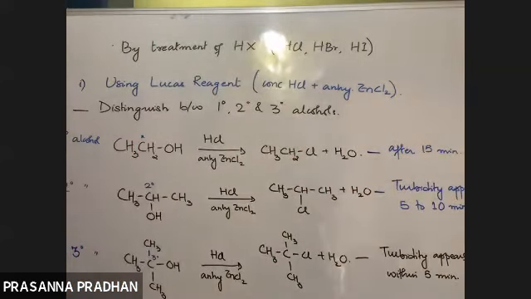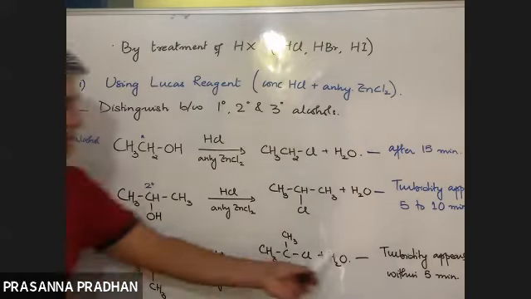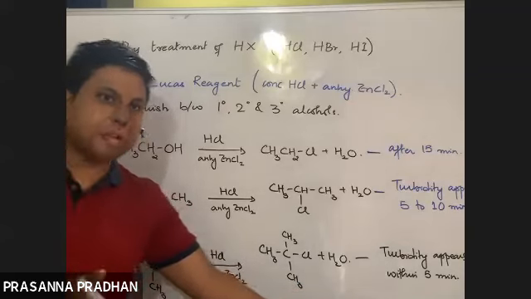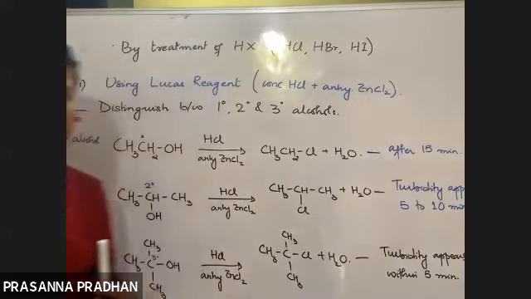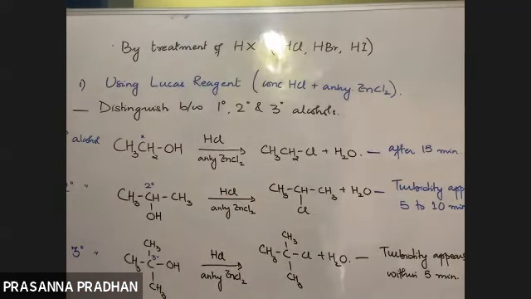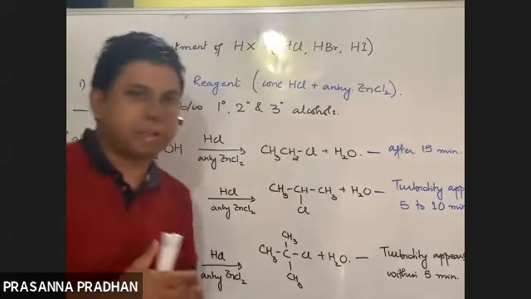So although the nature of reaction is same, the reactivity of these alcohols are different. Which alcohol is most reactive towards Lucas reagent out of the three alcohols? The tertiary alcohols, the 3-degree alcohols, are most reactive. They react within 5 minutes, followed by secondary alcohol. They take 5 to 10 minutes to react, whereas primary alcohols are least reactive. They take more than 15 minutes to react.